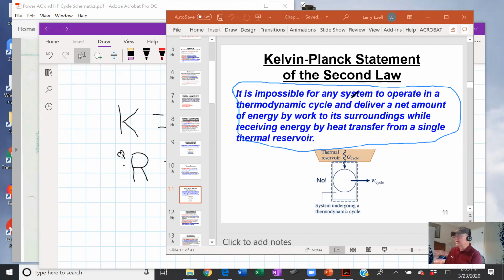So that's what the Kelvin-Planck is saying. You can't take all this thermal energy and go right into the device and get work out from a single thermal reservoir. You can't take heat in and get work out.